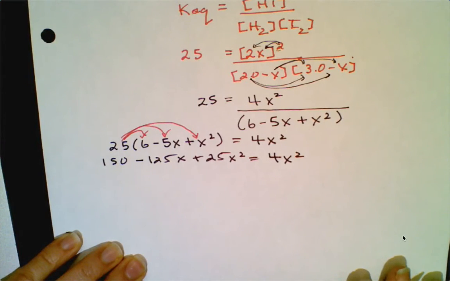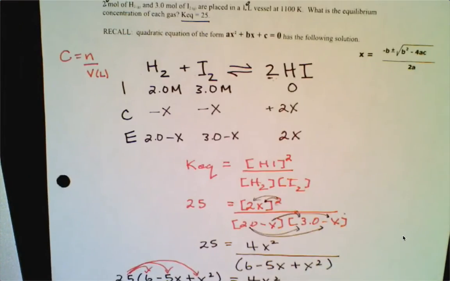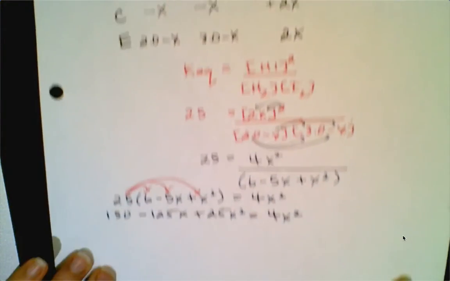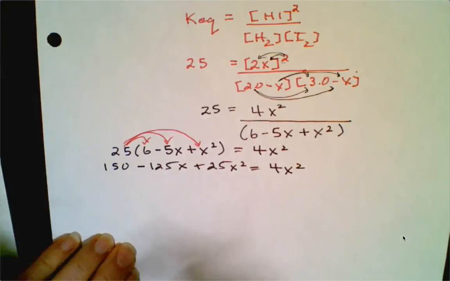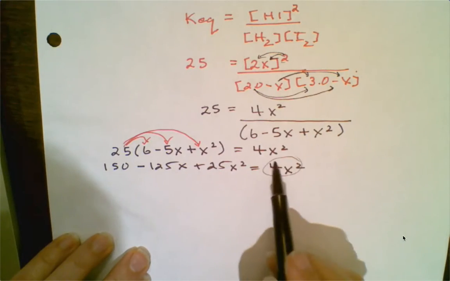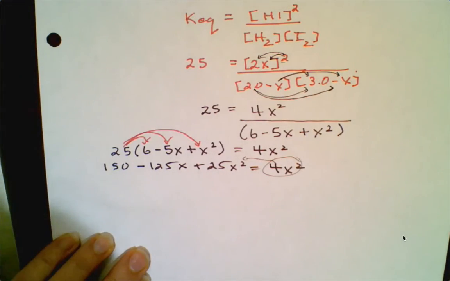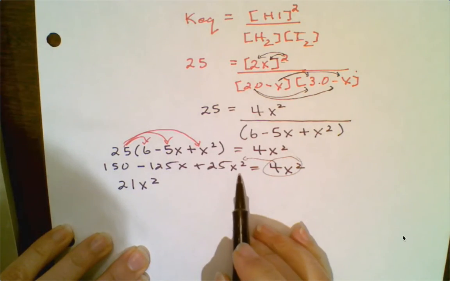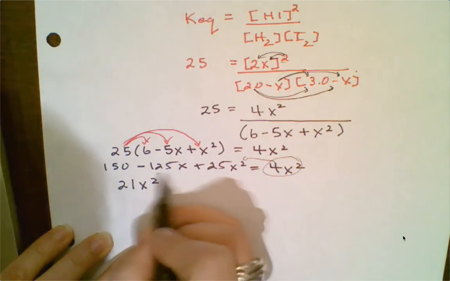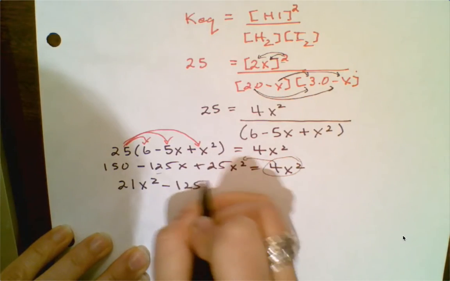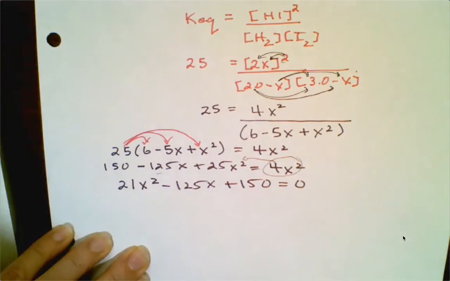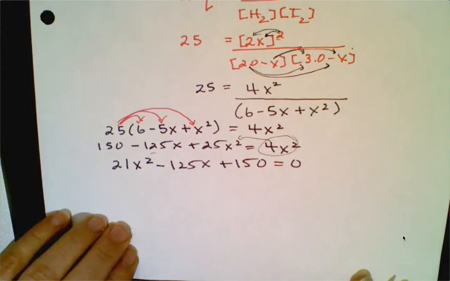What we want to do is get it into the form of the quadratic equation shown up above, where we have aX squared plus bX plus c equals 0. So I want to rearrange this to make it look like that. When I bring this to the other side, we're going to subtract. And so I'm going to have 21X squared, and then I will have minus 125X plus 150, set all equal to 0.